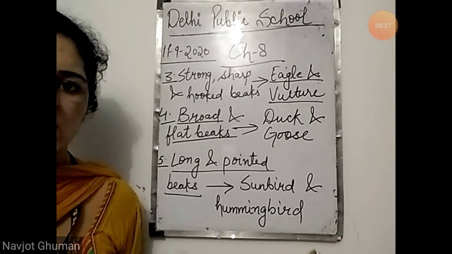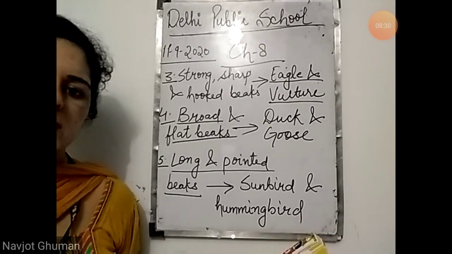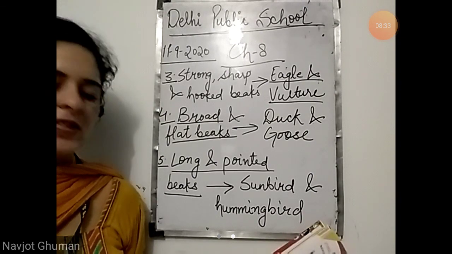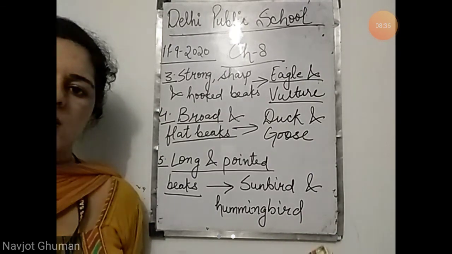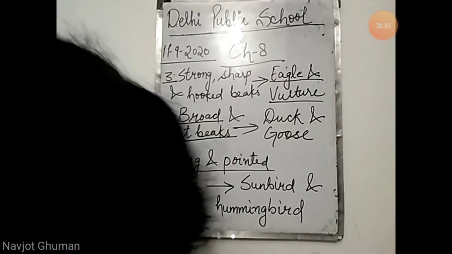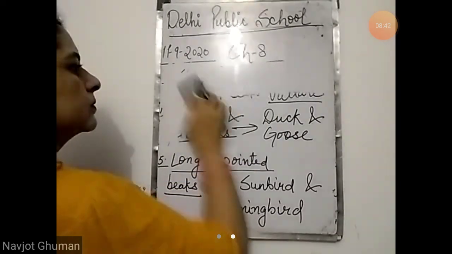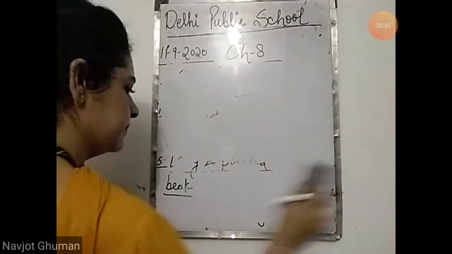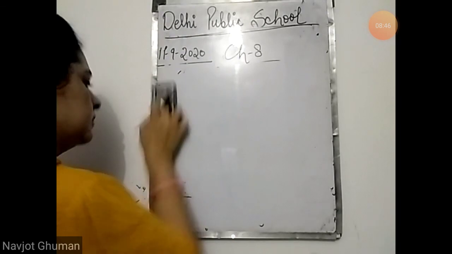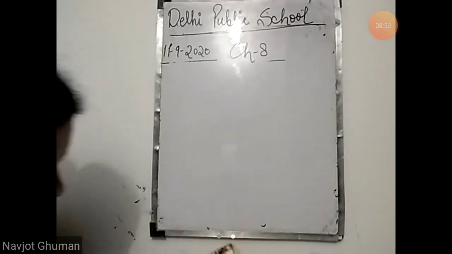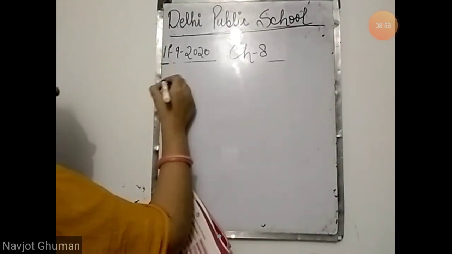Why are birds called perching birds? They hold on to tree branches. Which are scratching birds? That we have to write on the right hand side. Now come to the second map. First one is already done, perching birds.